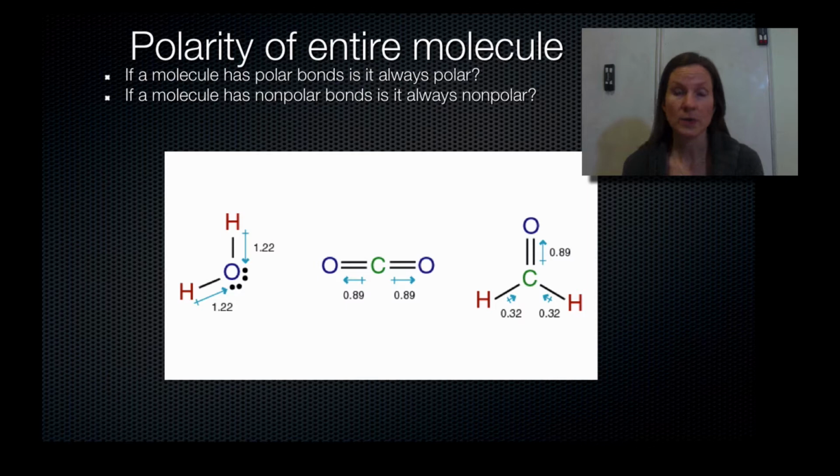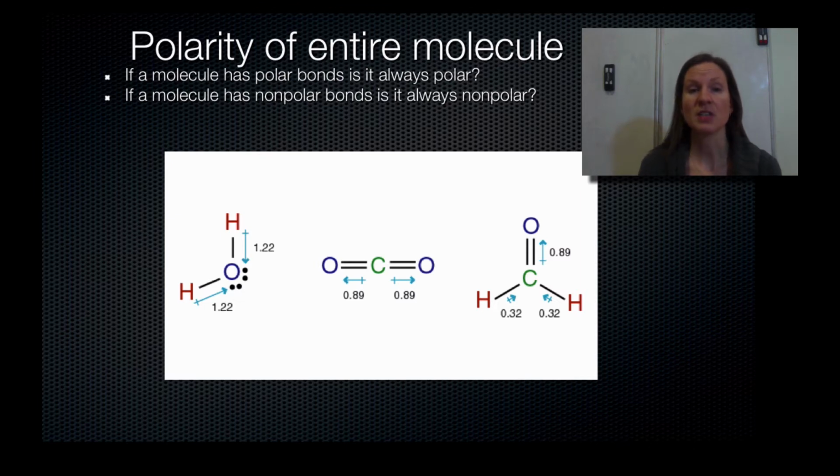So we can run through these three molecules and decide just by looking at them whether their bonds are polar or not. Right? O and H, 1.22, totally polar. Carbon oxygen, 0.89, totally polar. Carbon hydrogen, 0.32, it's right around that non-polar, right? I'm at 0.3, not yet at 0.4. So most of my bonds on here are polar, with one bond being non-polar.